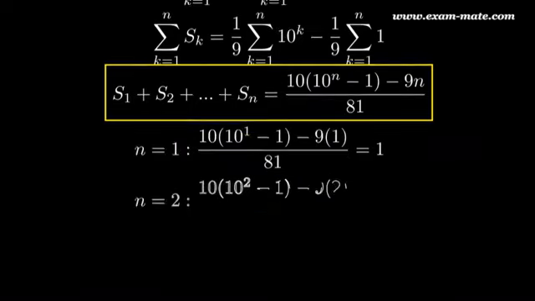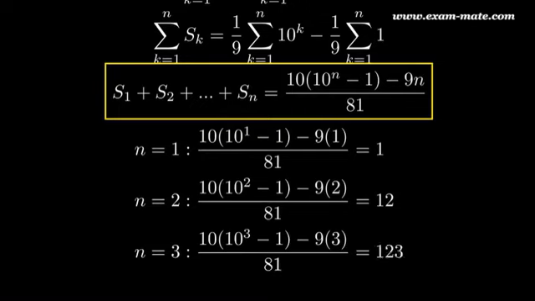We can verify this result by plugging in small values of n. For example, when n equals 1, we get our original first term. When n equals 2, we get the sum of s_1 and s_2, and so on.